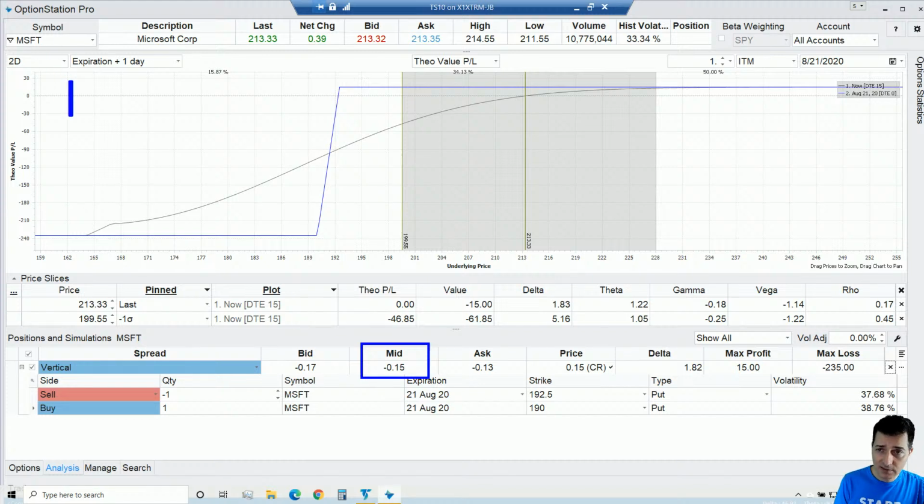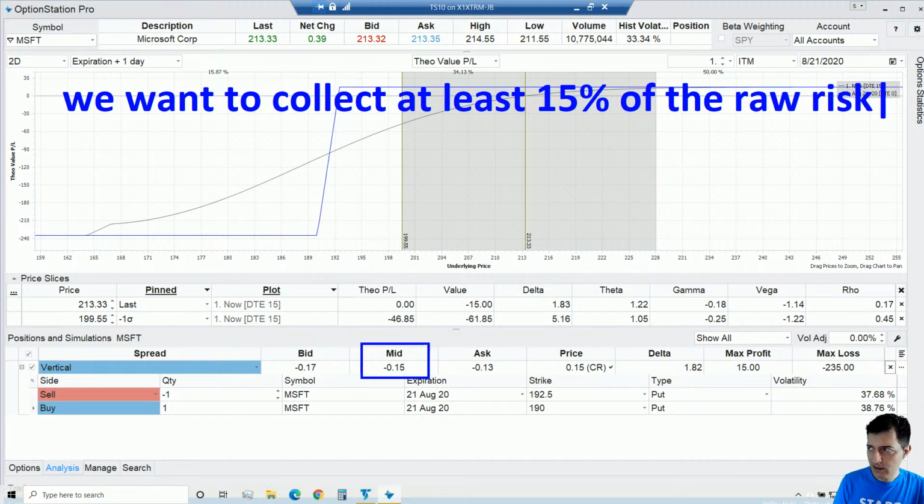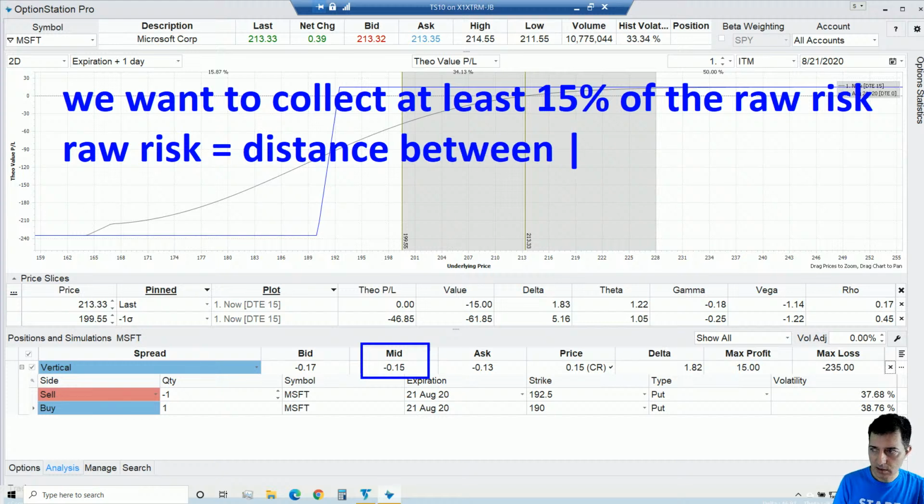The reason why we're not going to accept that is because we have a rule that says we want to collect at least 15% of the raw risk. And what is the raw risk? Well, the raw risk is the distance between strikes, which is $2.5. So 15% of one is 15, but 15% of 2.5 is 37.5 cents. And in this case, as you can see, we only get paid 15. So we are not able to collect the minimum 15% that we require for this type of trade.